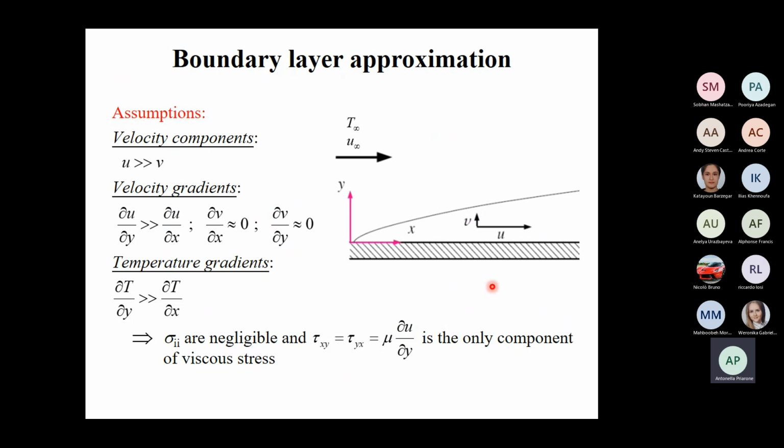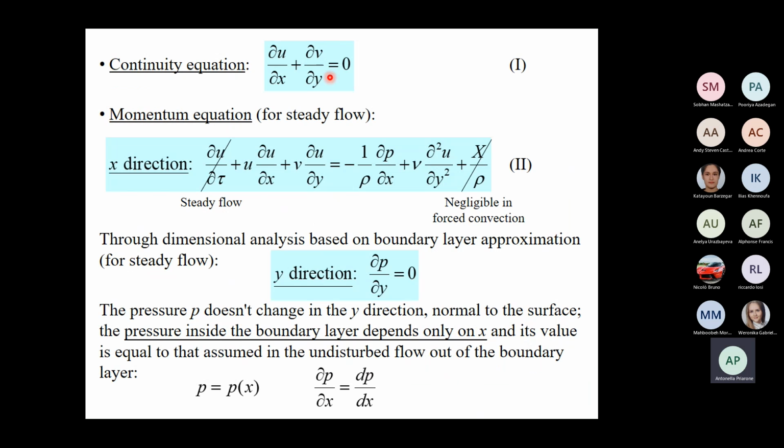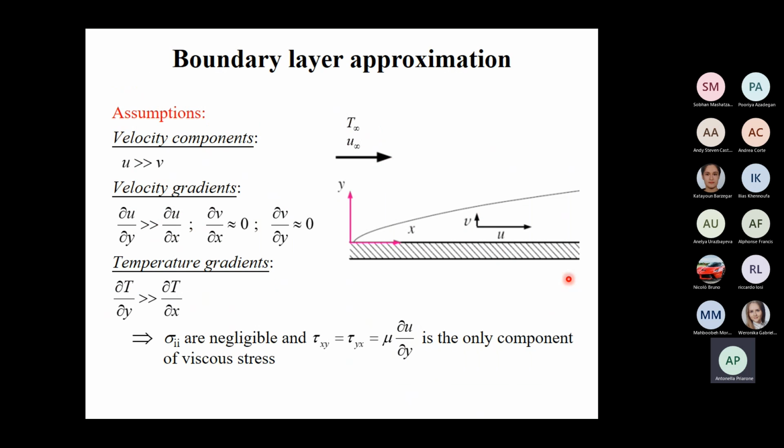And now I have to apply this list of approximations to the equations obtained previously. In the continuity equation, both the derivatives are very small, and the continuity equation is verified. The continuity equation can be maintained as in the original formulation, because the two gradients are in the same order, are very small. The change is in the momentum equation. So I come from this expression, and I apply the boundary layer approximation.